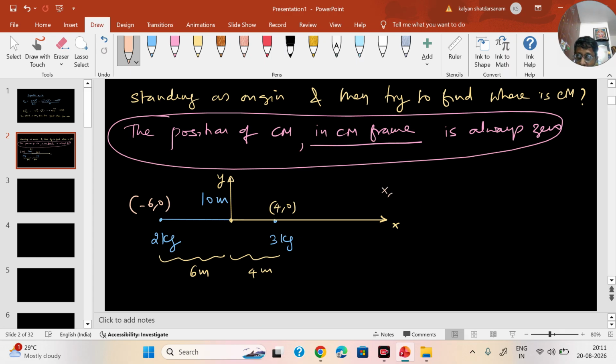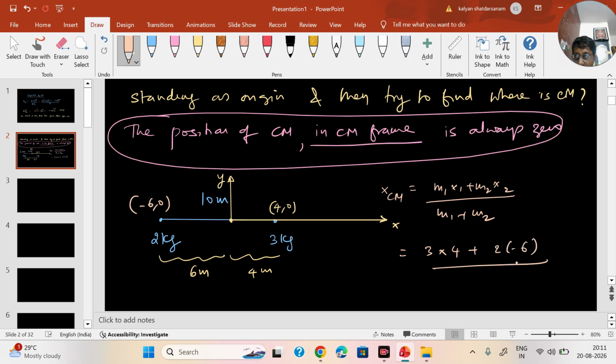So let's calculate. X coordinate of center of mass is (m1 x1 plus m2 x2) by (m1 plus m2), which is (3 into 4, mass into its x coordinate, plus 2 into minus 6) by (3 plus 2), and it surprisingly becomes 0. That means center of mass is at origin only. So without knowing anything, I took origin somewhere and my center of mass happened to be there only.